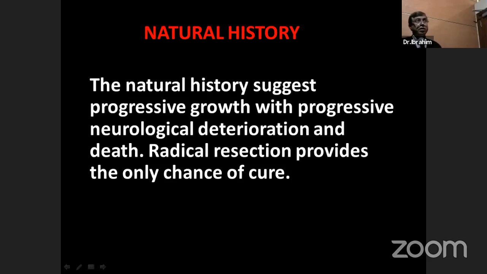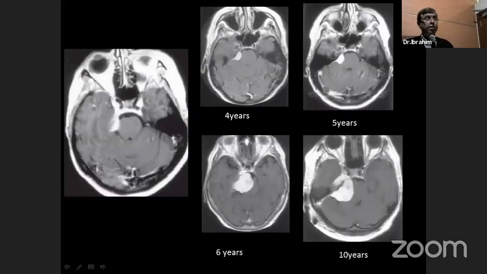So the natural history suggests that they progressively grow with progressive neurological deterioration and death. This is the natural history. So you have to go for excision to provide the only chance of a cure. No other way of treatment will give you a chance of a cure except surgery. And these lesions, they grow.